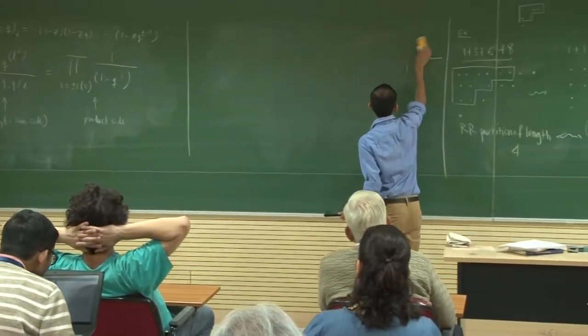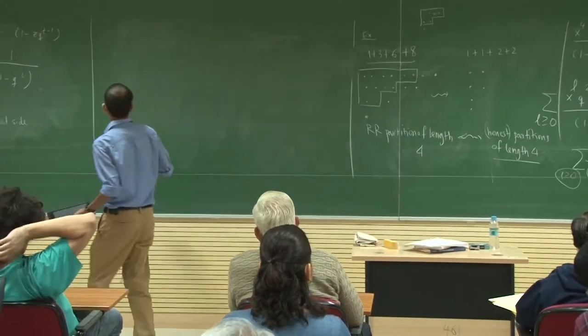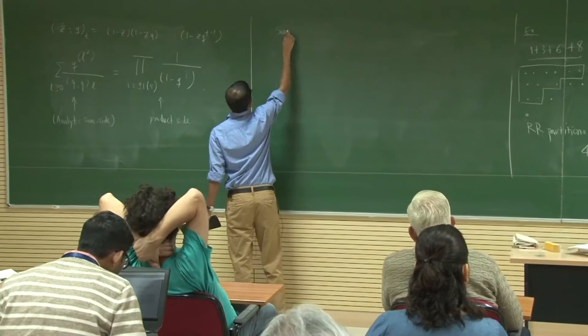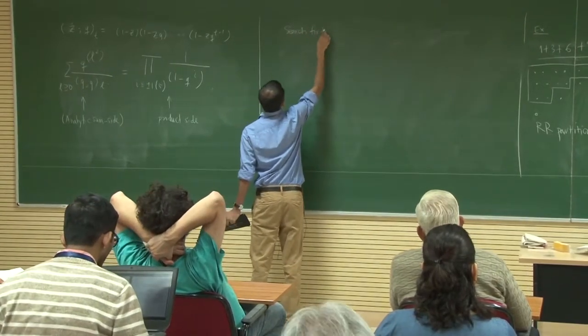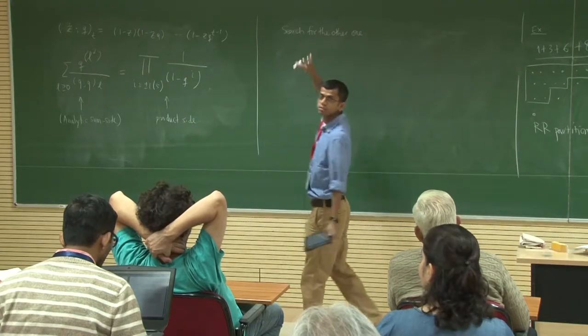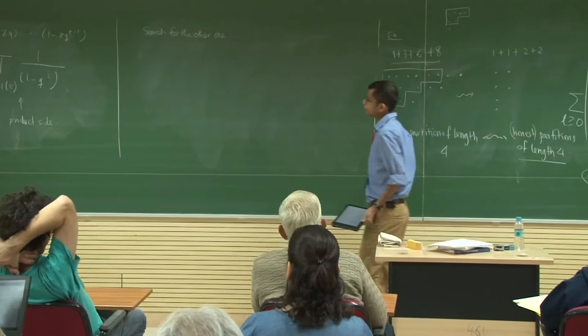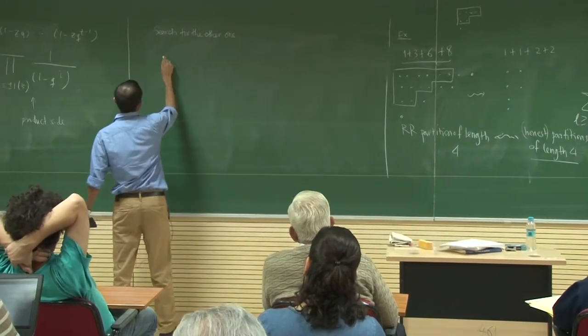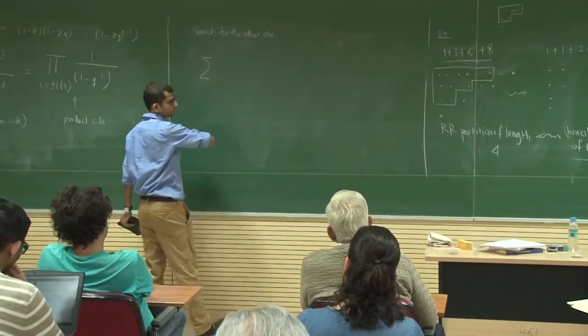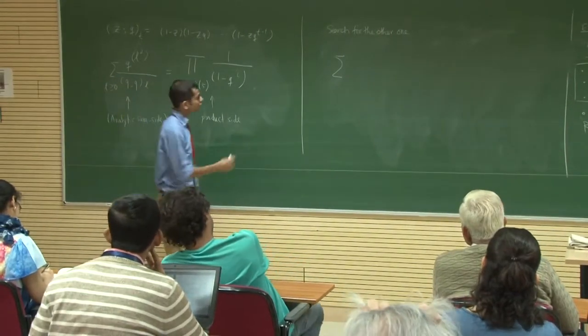How do I keep saying there is another one. How do I discover it? So search for the other one. Huh? There is a pair. Rogers-Ramanujan is a pair of identities. I have told you one of them. Okay. How do I find the other one? Huh? Yeah, you could Google. That's fine by me. It's not an exam, so.